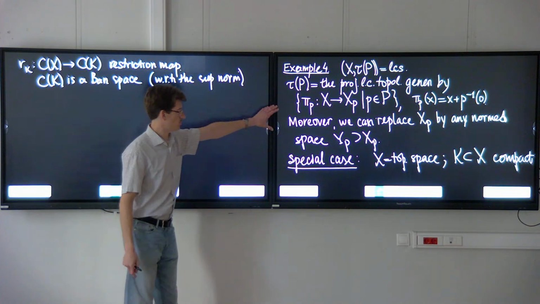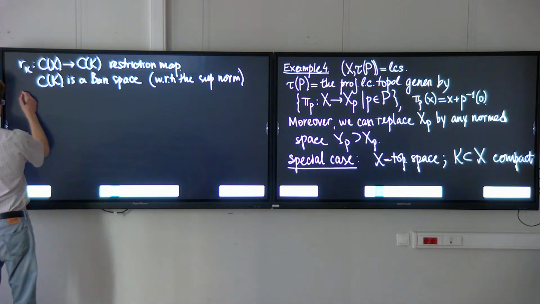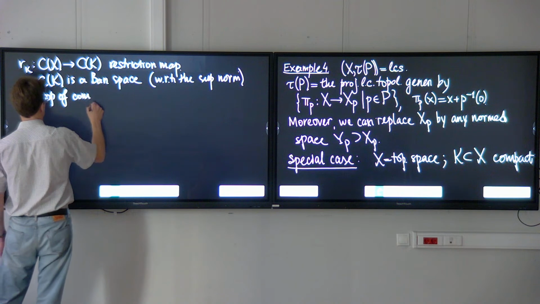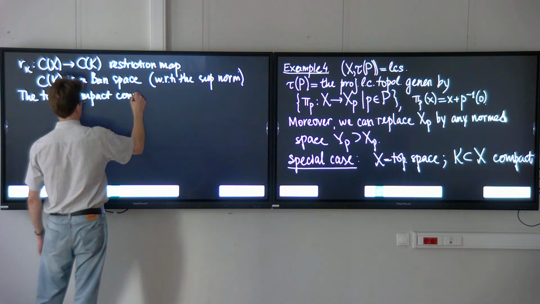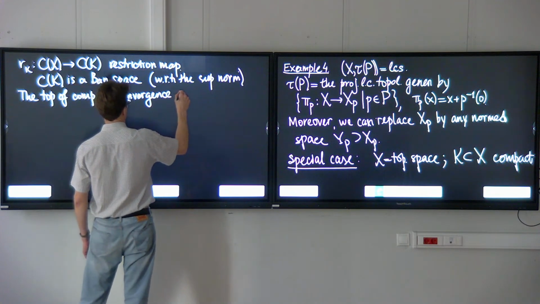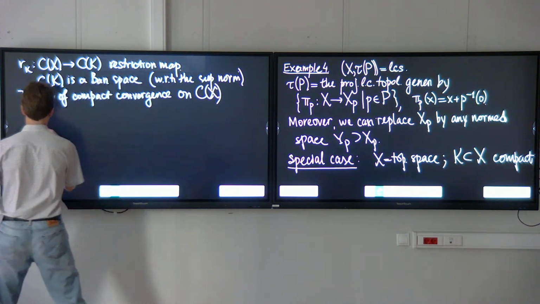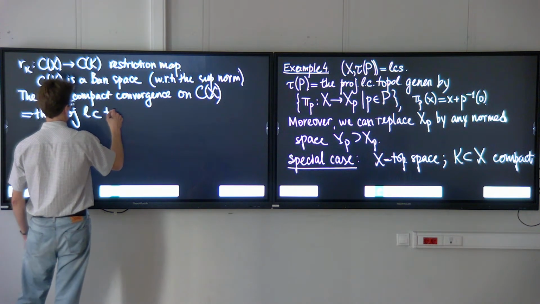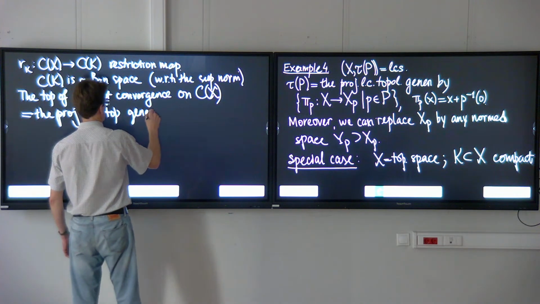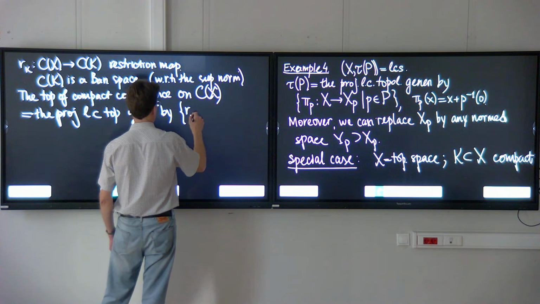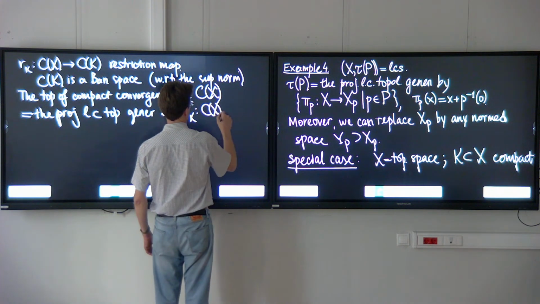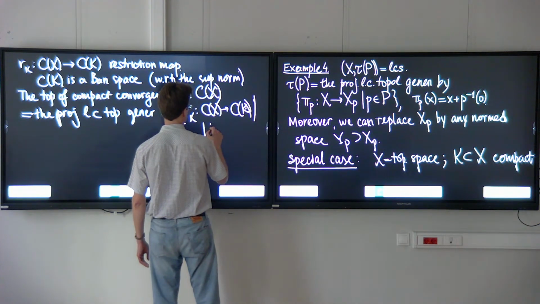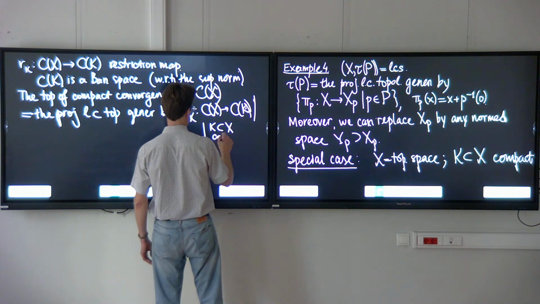And applying this example 4, we see that the topology of compact convergence on C(X) is nothing but the projective locally convex topology generated by the family of all such restriction maps. So here, K runs over the family of all compact subsets of X.